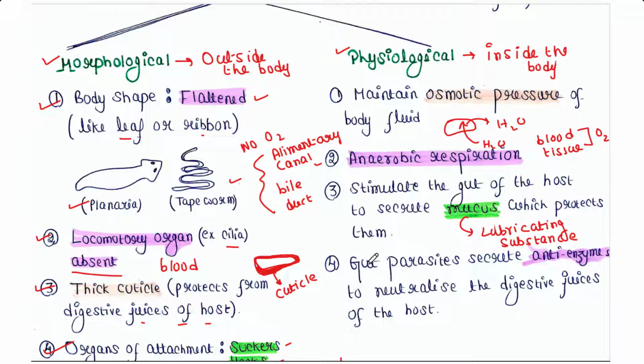Next is the gut parasites secrete anti-enzymes to neutralize the digestive juices of the host. So some parasites which are found in the gut, what do they do? They secrete some anti-enzymes because they need to neutralize the digestive juices of the host, because the digestive juices of the host contain HCl which has very low pH. So that is harmful for them. So in order to neutralize that pH, they will secrete some anti-enzymes which will balance the pH so that they will not face any harm.